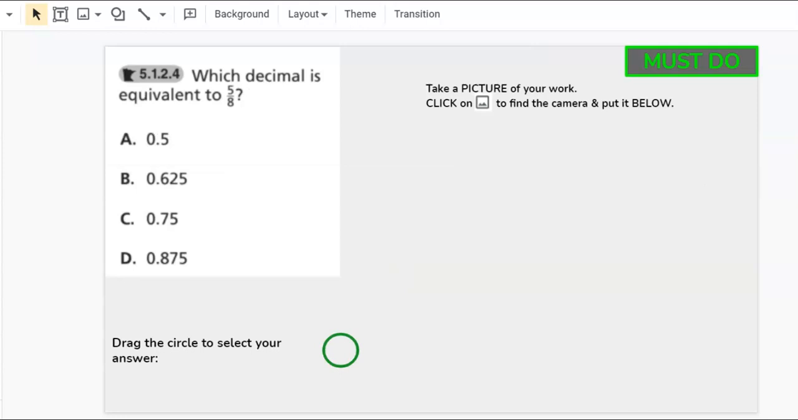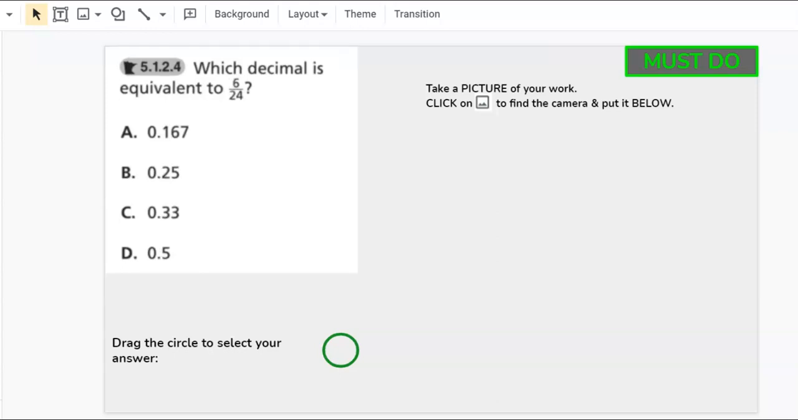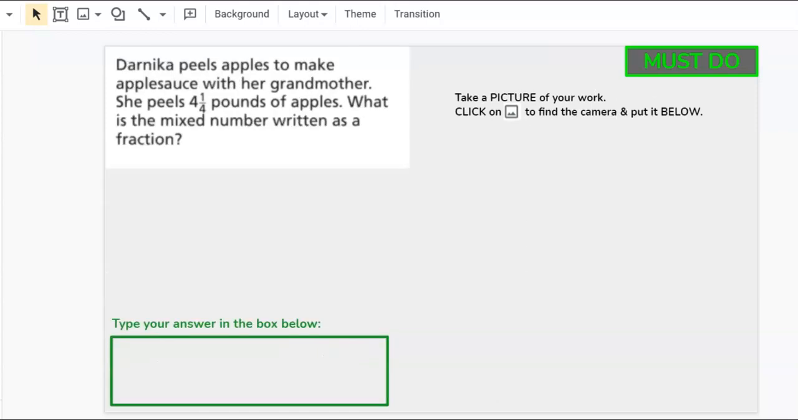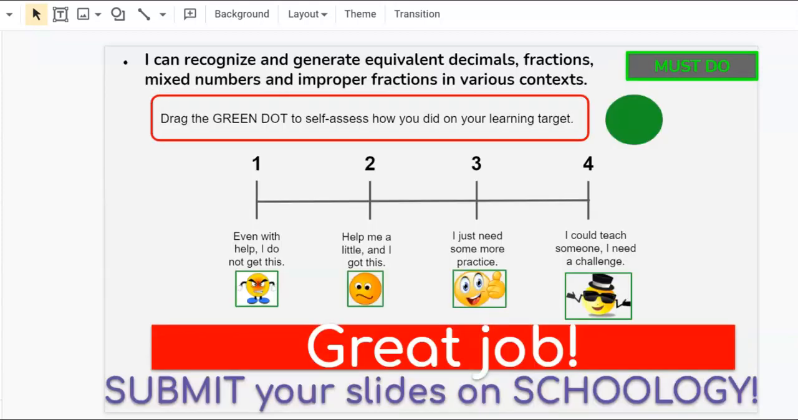And then you have a couple of problems where you will be doing multiple choice, but same thing, you're just taking a picture of your work before you choose multiple choice. And another one, this is very similar to the other ones we just had. You just have to type the decimal into the box and then rate yourself and submit your slides on Schoology.